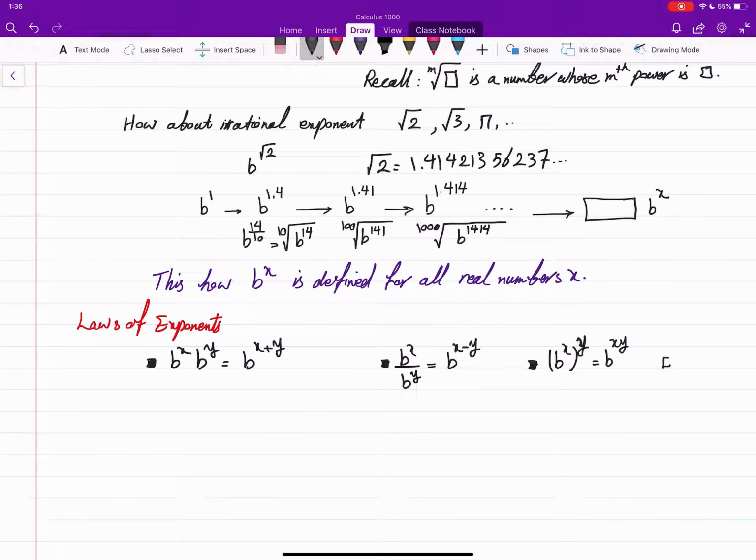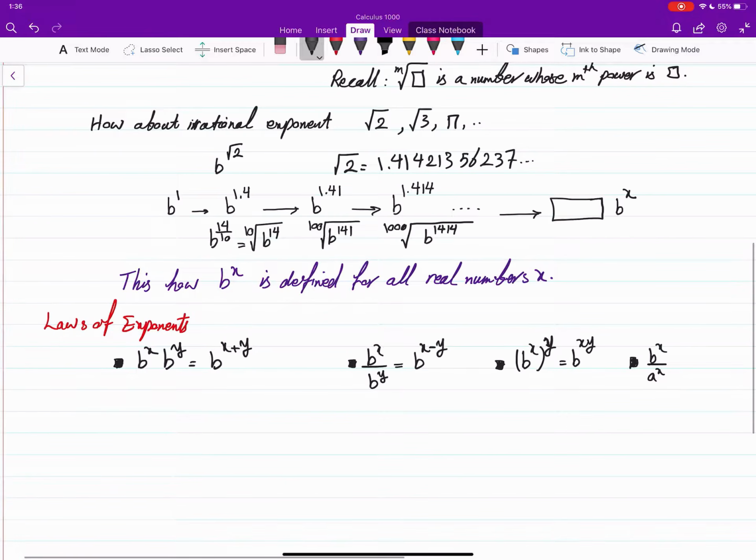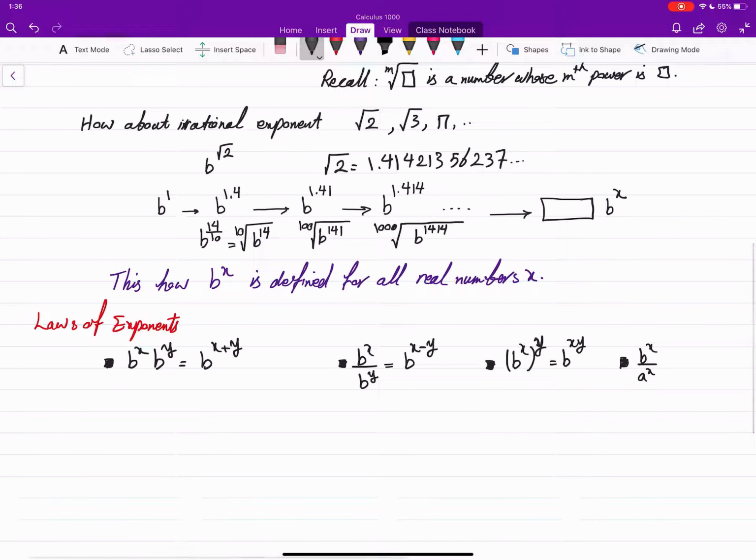And the last piece is that if you're dividing two exponential expressions with the same exponent, this will be b over a to the power x. This last one has a multiplicative version, which is a to the power x times b to the power x, the same thing as ab to the power x. These are the rules that you have to know very well, and you have to be able to use them when it comes to computation.